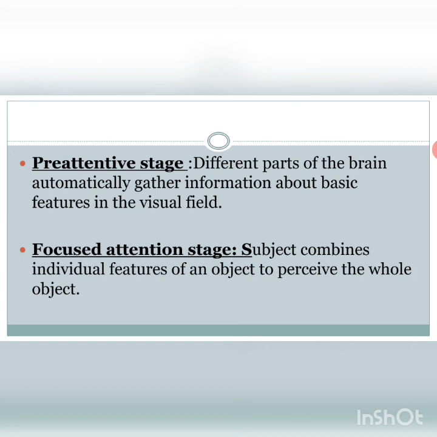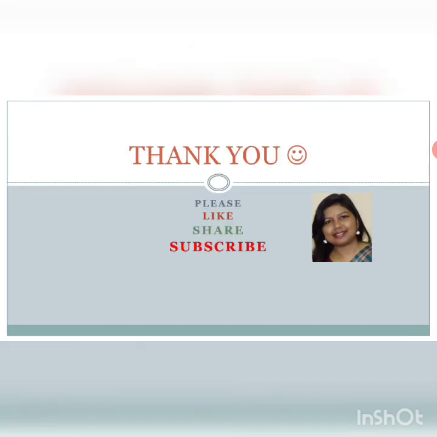So what happens in the pre-attentive stage? Different parts of the brain automatically gather information about basic features in the visual field. And in the focused attention stage, the subject combines individual features of an object to perceive the whole object.